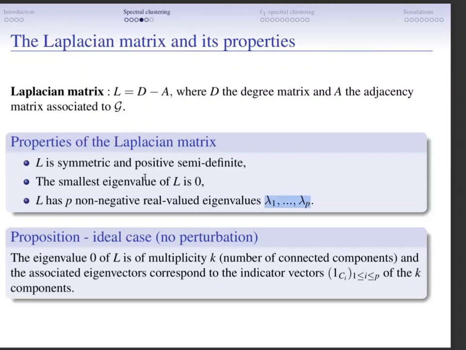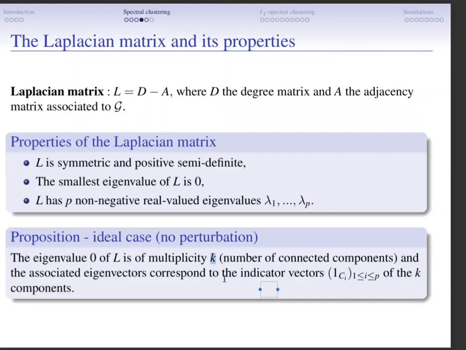And the smallest eigenvalue of L is 0. Okay, so it's not so hard to show this. And now, the property which is mainly used by the spectral clustering algorithm is the following one. The eigenvalue 0 of L is of multiplicity k, the number of connected components, and the associated eigenvectors correspond to the indicator vectors of the k components.